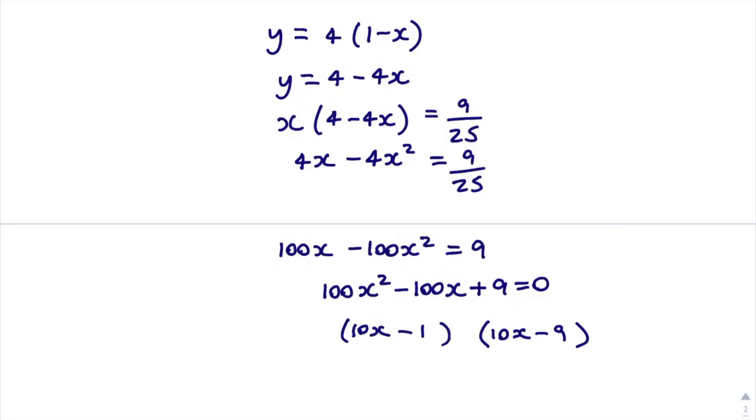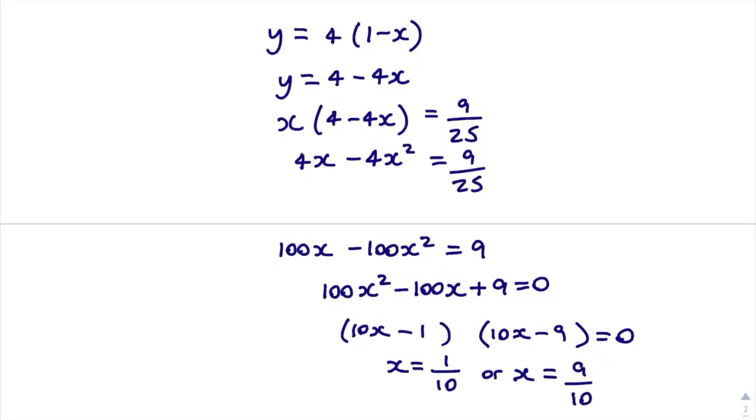So when we expand that, we get 100x squared minus 90x minus 10x, which is minus 100x. And then minus 1 times minus 9 is positive 9. So that works. We can make that equal to 0. And then when we solve this, we get x equals 1/10 or x equals 9/10.